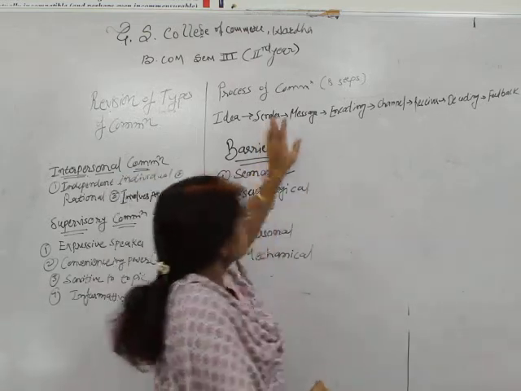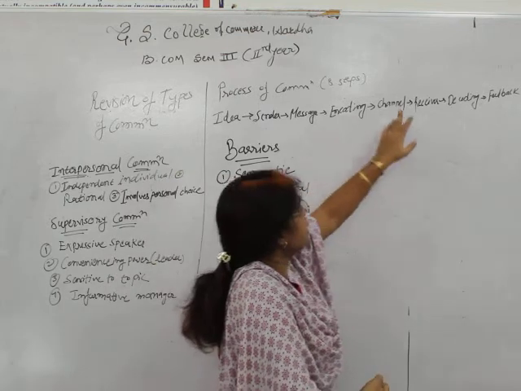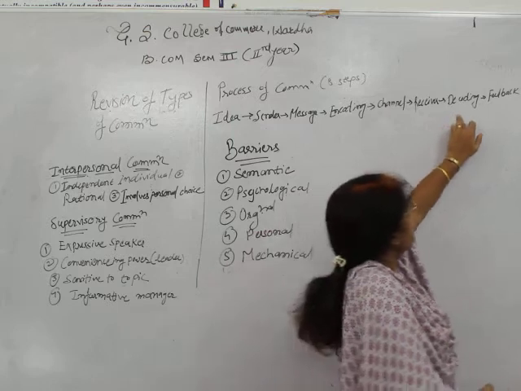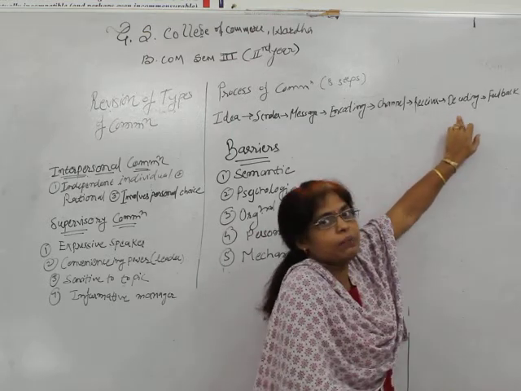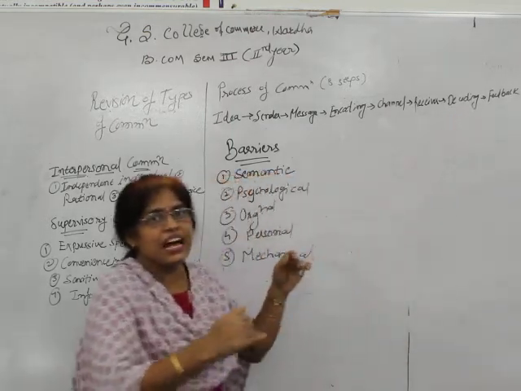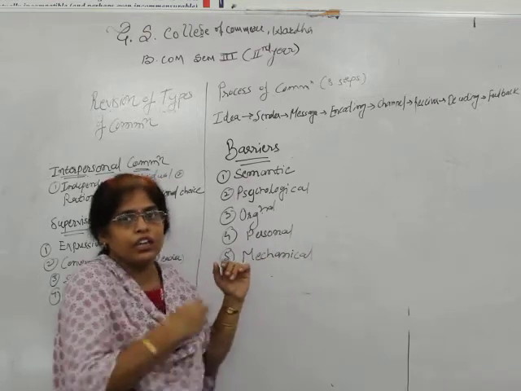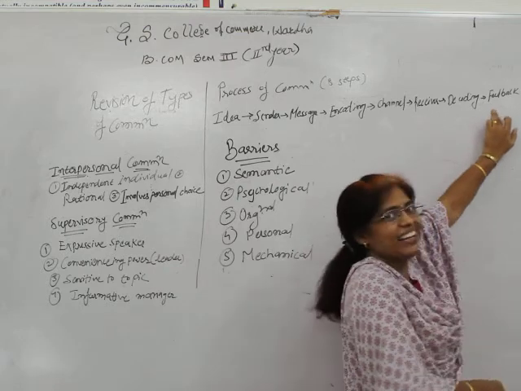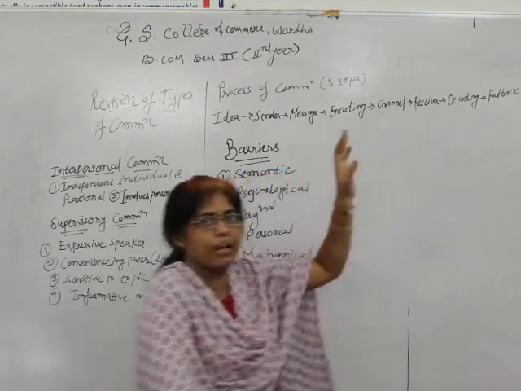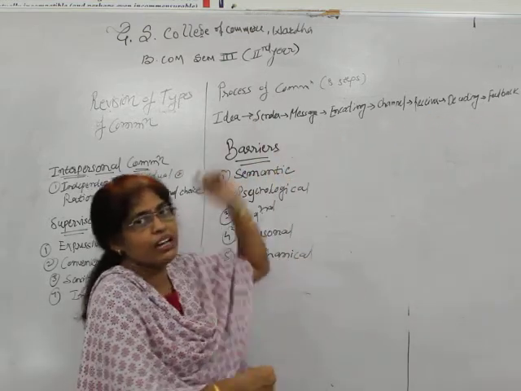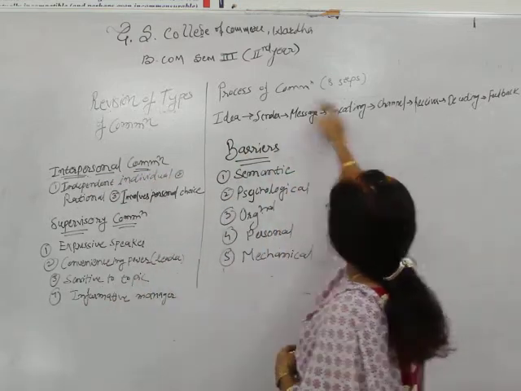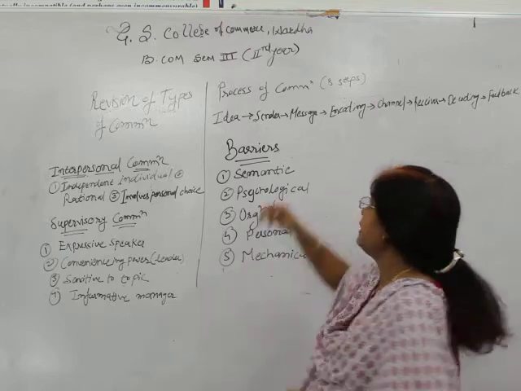The sender sends the message, then encodes, then sends via the channel, then the receiver receives the message, then he decodes the message. What does decoding mean? He keeps his answer ready for that particular sender's message. Then he decodes the message and gives the feedback to that specific message which has been received from the sender. So again, I have explained the process of communication.